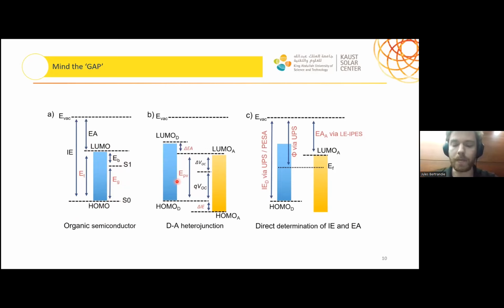Here we also have the PV gap, which we will talk about a bit later, which is the difference between the HOMO of our donor and the LUMO of our acceptor. And yeah, well, the delta EA, delta IE.